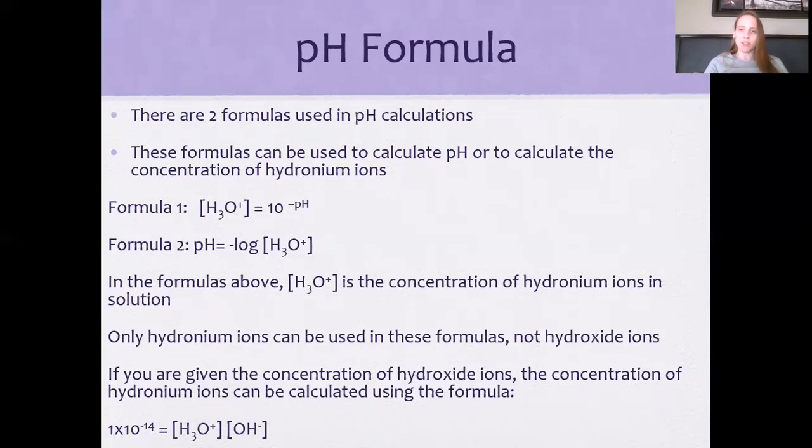Keep in mind, even if you're using bases, you cannot use the concentration of hydroxide ions in a pH formula. You must use the concentration of hydronium ions. So if you're given the concentration of hydroxide ions instead of hydronium ions, you can convert between the two using this formula at the bottom here: 1 times 10 to the power of negative 14 equals the concentration of hydronium ions times the concentration of hydroxide ions.